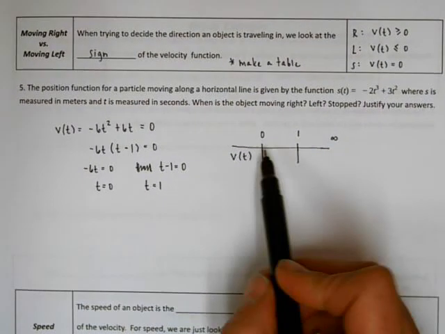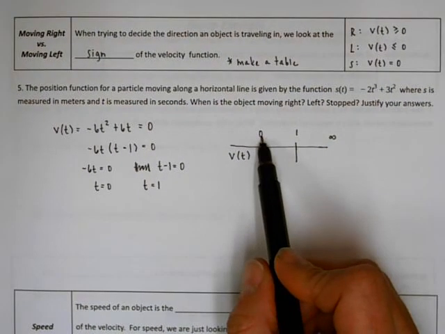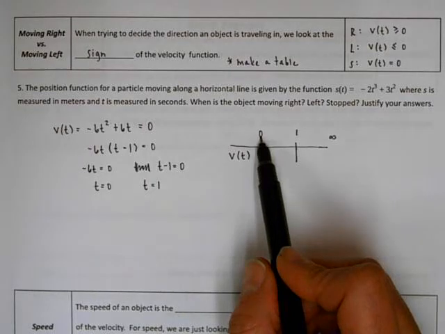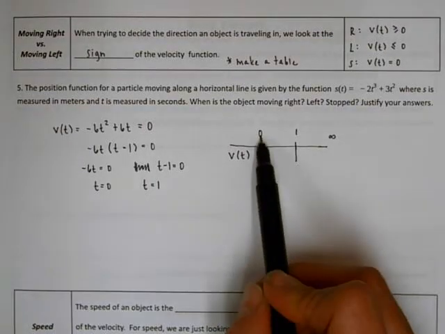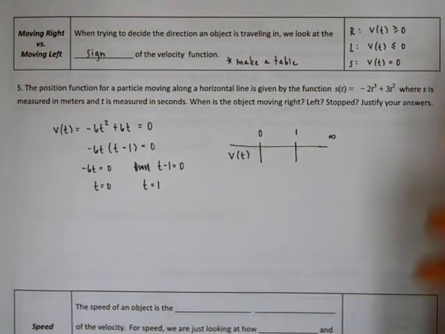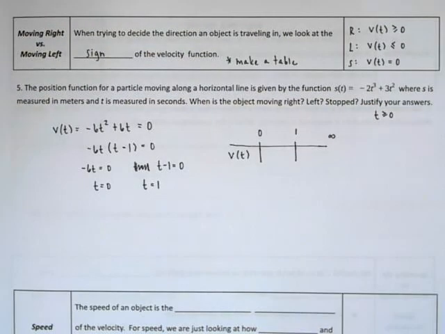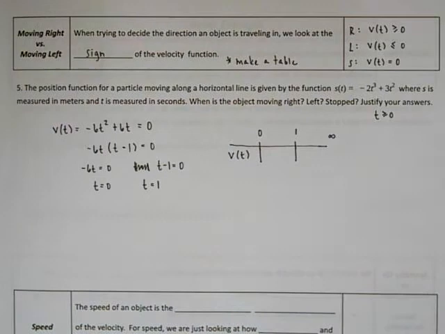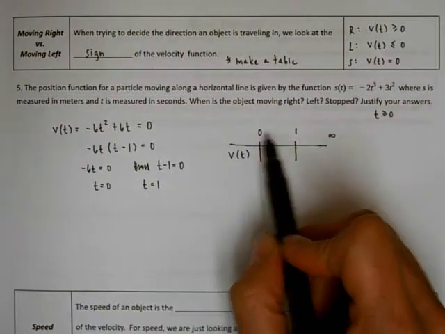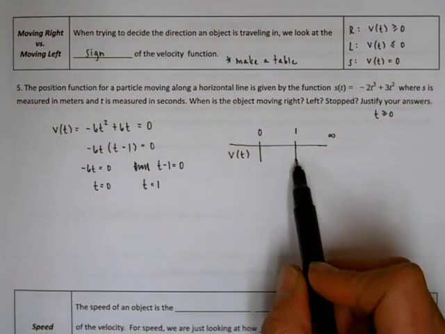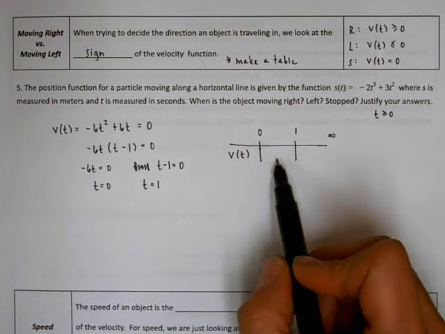Now you'll notice I'm not looking at time less than 0. Since this is time measured in seconds, we don't talk about negative seconds. So I'm starting my interval, I should make a note here, really for t greater than or equal to 0, since we're talking about time. So I know at these 2 points velocity is 0. So I need to figure out what's going on in between.